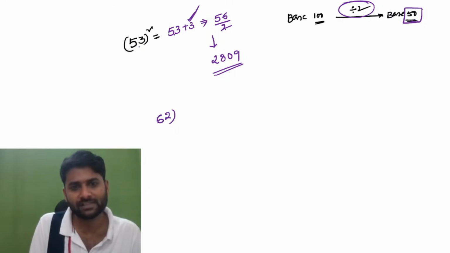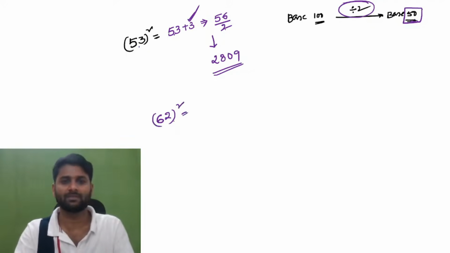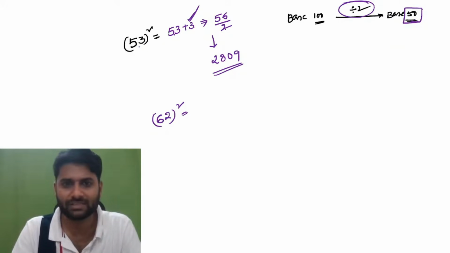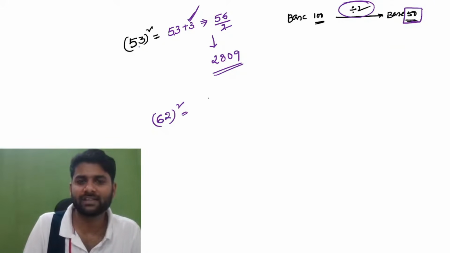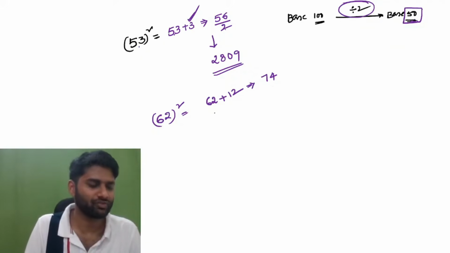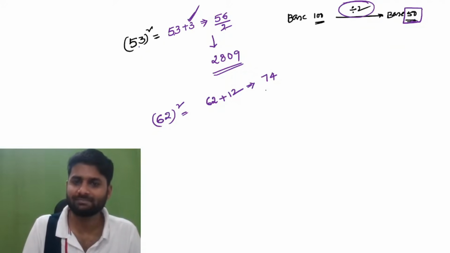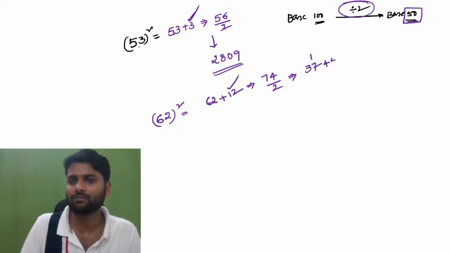What is the value of 62 square? Now you can see 62 is more than 50 by 12 units, right? Those 12 units you have to add to 62. So 62 plus 12 is 74. Now you have to divide it by 2, and it becomes 37. We know that we are adding 12 units, and the square of 12 is 144. So the final answer, 3844, is the correct answer.